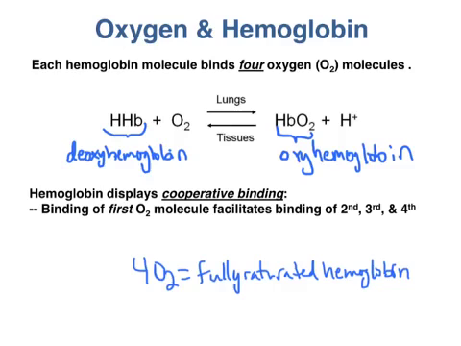Hemoglobin also shows what's called cooperative binding. What that means is that when you have 1 oxygen molecule bound to hemoglobin, it's easier for the 2nd, 3rd, or 4th to bind. And this holds true for dissociation as well, when the oxygen comes off the hemoglobin. So that when that first oxygen molecule leaves, it's easier for the 2nd, 3rd, and 4th to come off.